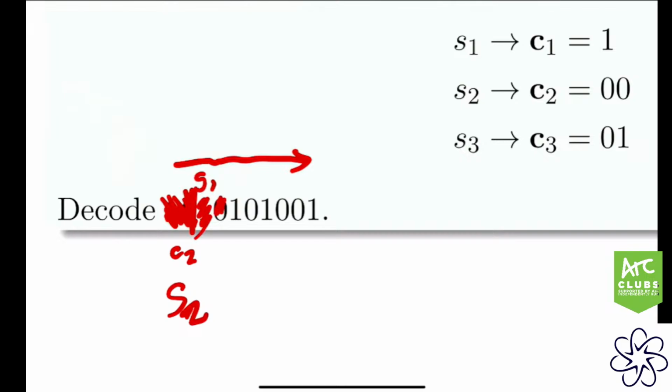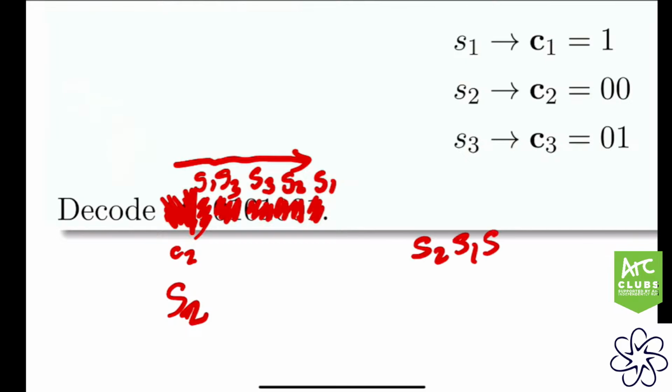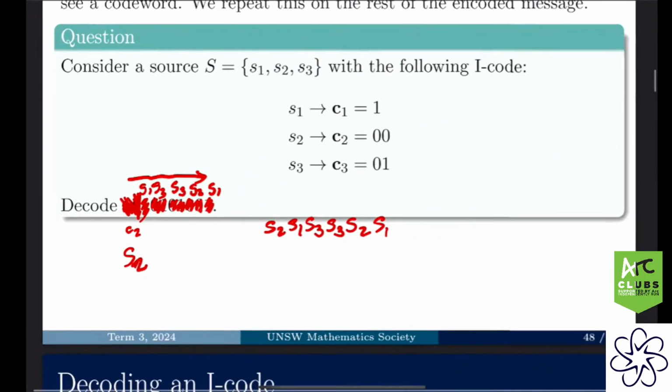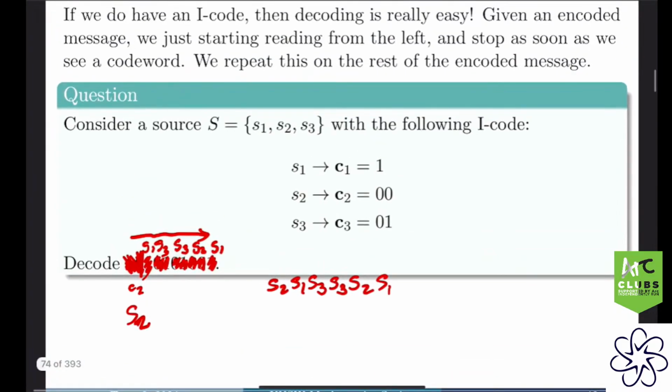0 is not a code word. 0, 1 is a code word. That's S3. 0, 1 again is a code word. That's S3. 0, 0 is a code word. That's S2. 1 is a code word. That's S1. So our answer is going to be S2, S1, S3, S3, S2, and S1. Right? Very cool. Makes sense.